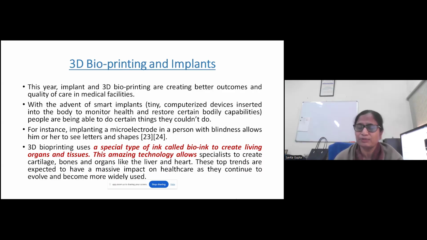Until now, even if a kidney transplant is done, we wonder whether the patient will survive for 10 years or 20 years. But once bioprinted kidneys and hearts are there, then I think the lifespan of the patient will increase. So these are the top trends which are expected to have a massive impact on healthcare and continue to evolve and become more widely used. Right now, it is not practically very widely used. Still a lot of work needs to be done in the area of bioprinting of implants and tissues, cartilage, bones, and organs.